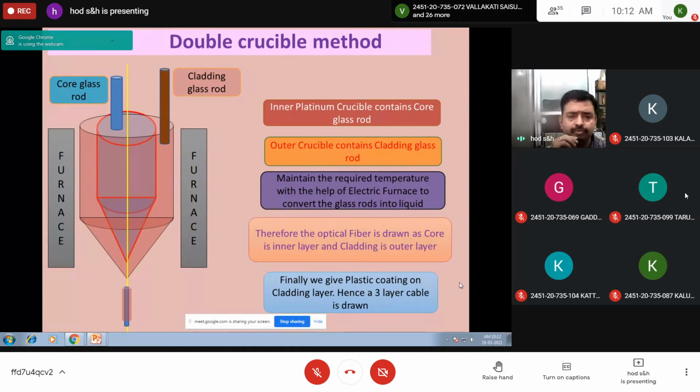Two crucibles are there, and the core glass type is in the inner crucible. The cladding is placed at the outer crucible, and it is connected with the furnace. More nozzles are there. Explain how this method will work. Please take the figure.